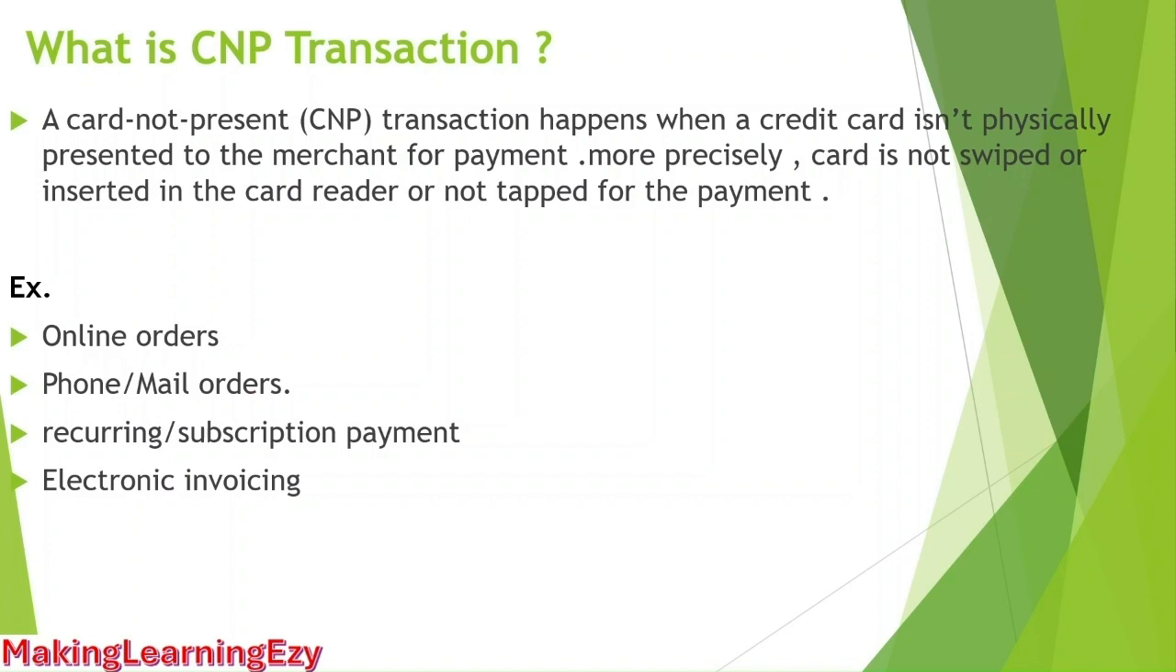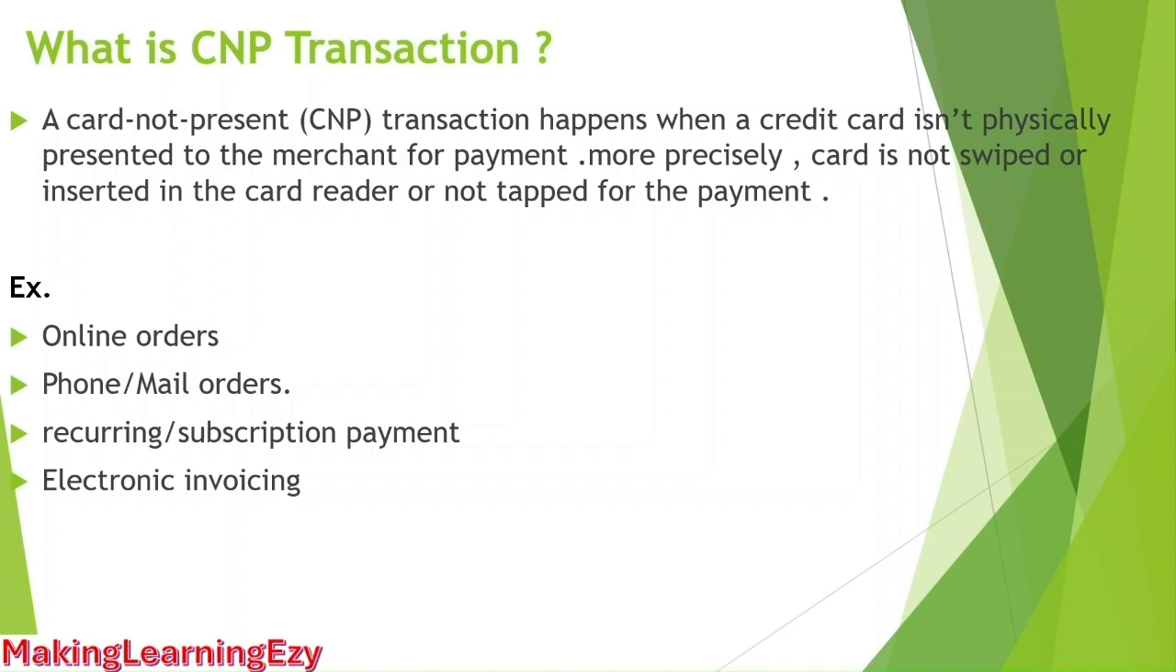Next is electronic invoicing. Suppose you are an owner of a company and your company has placed an order for some items. You get the electronic invoice with the payment link. So you will open that link and pay using your credit card or debit card. So this is also an example of a CNP transaction.